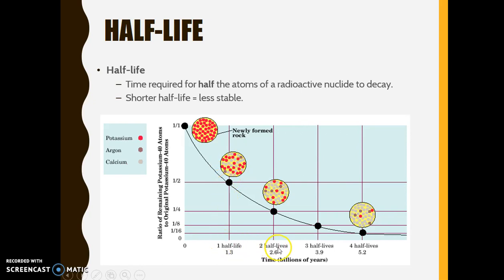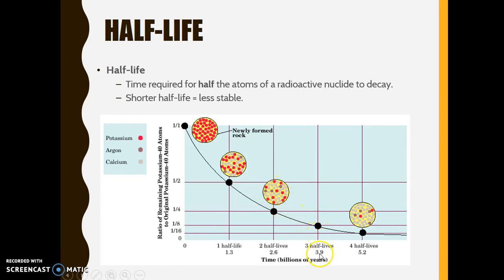We have another 1.3 billion years go by, so now 2 half-lives have occurred, and we're only left with a quarter of what we started with. So of our pizza, only 1/4 of our pizza is now potassium. We've got a lot of calcium, and then some of that calcium has even started to decay to argon.